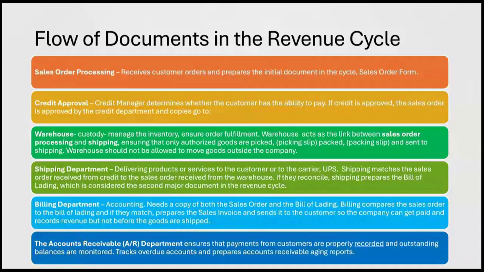So now we know there's three documents in the revenue cycle: the sales order, the bill of lading, and the sales invoice. What about accounts receivable? Well, if they're not already part of the billing department, they could be separate. They would ensure that payments from customers are properly recorded and that outstanding balances are monitored. Accounts receivable would track any overdue accounts and prepare the accounts receivable aging reports.